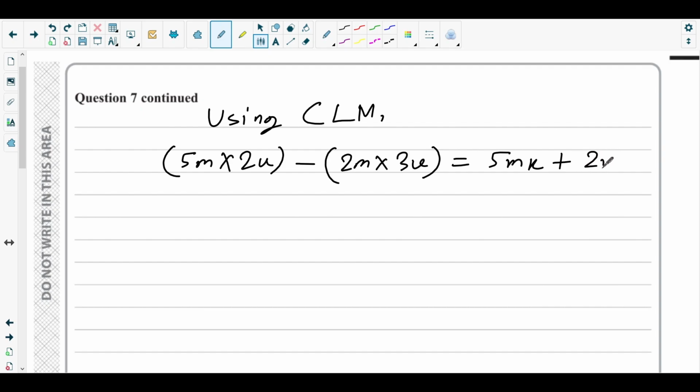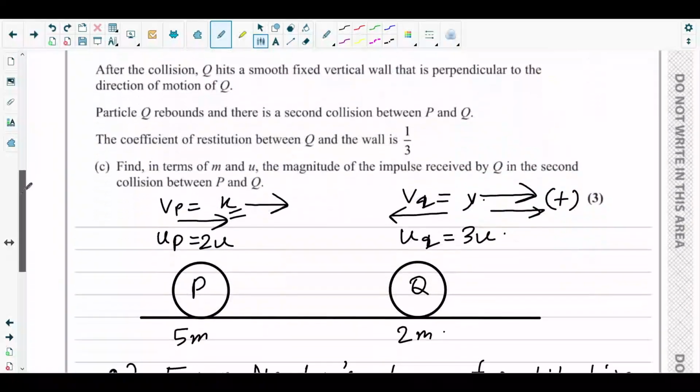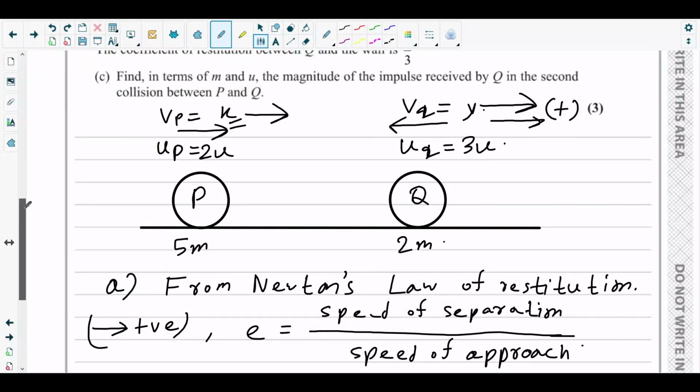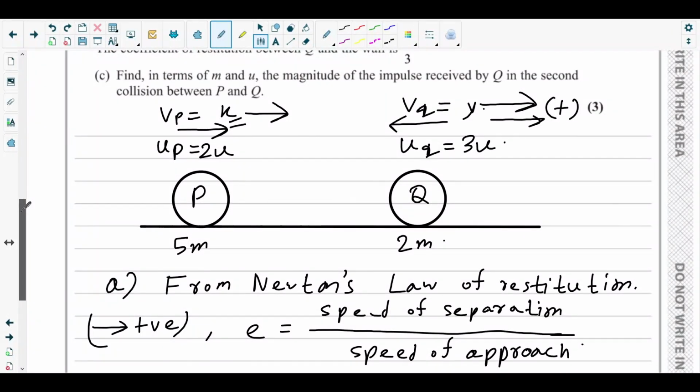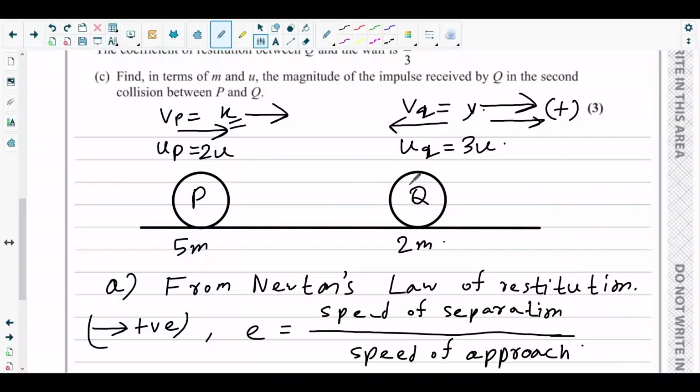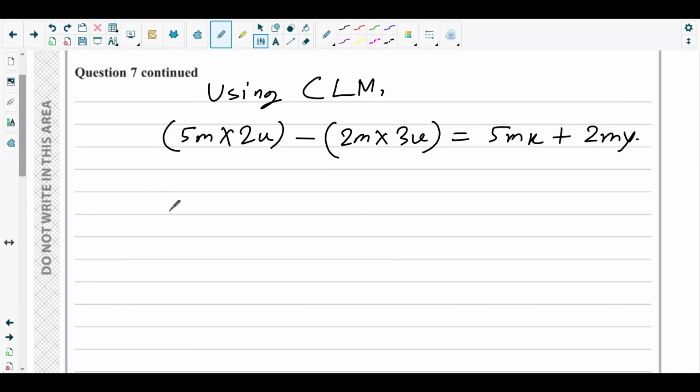5mx plus 2my. The mass of particle P is 5m, so 5mx is the momentum of particle P after the collision, and the momentum of particle Q after the collision becomes positive as it is reversed. So positive 2my. From there m gets cancelled from both sides, so 10u minus 6u equals 5x plus 2y. Okay, we need a substitute for y, right?